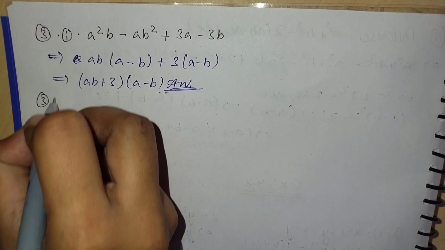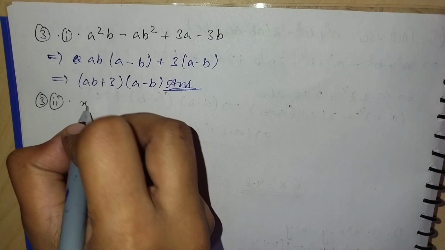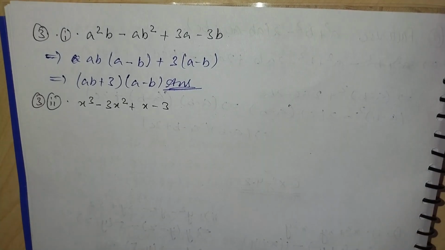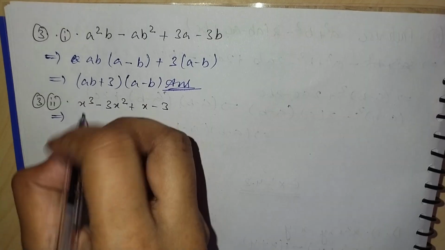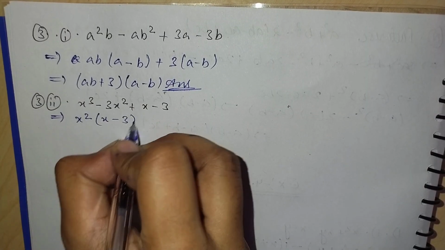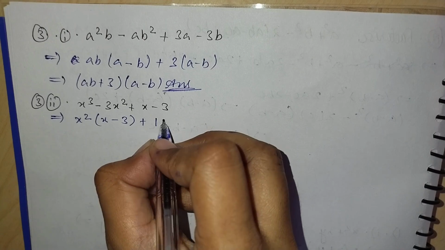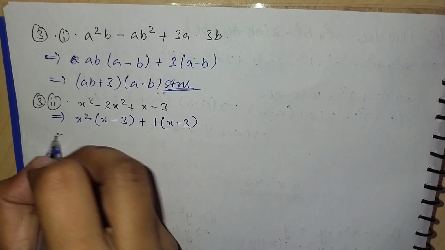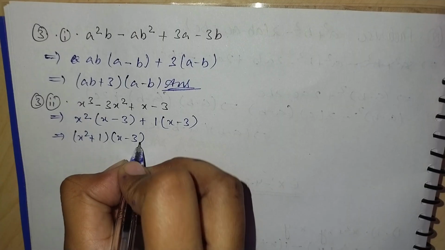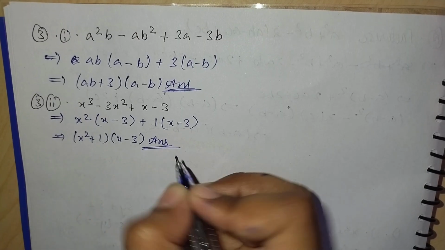Now the third question, second part, says x cube minus 3x square plus x minus 3. Here we can take x square as common, so x minus 3 plus 1 times x minus 3. So it is equal to x square plus 1 and x minus 3 is the answer in this question.